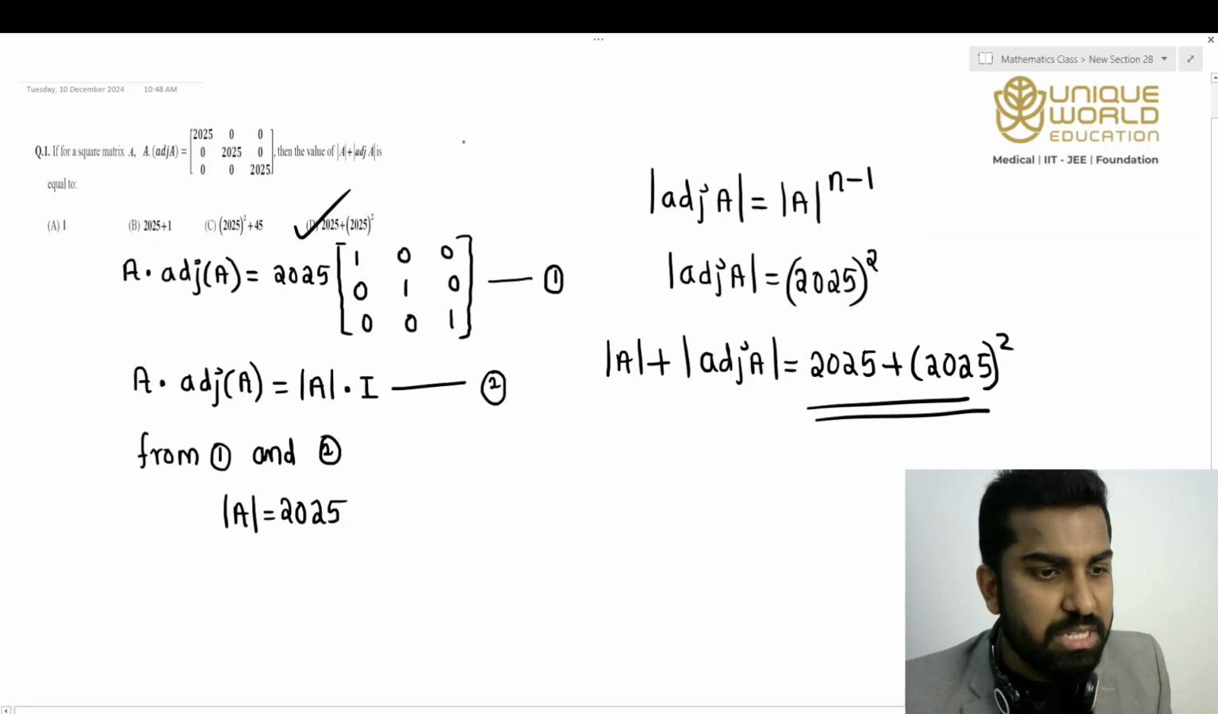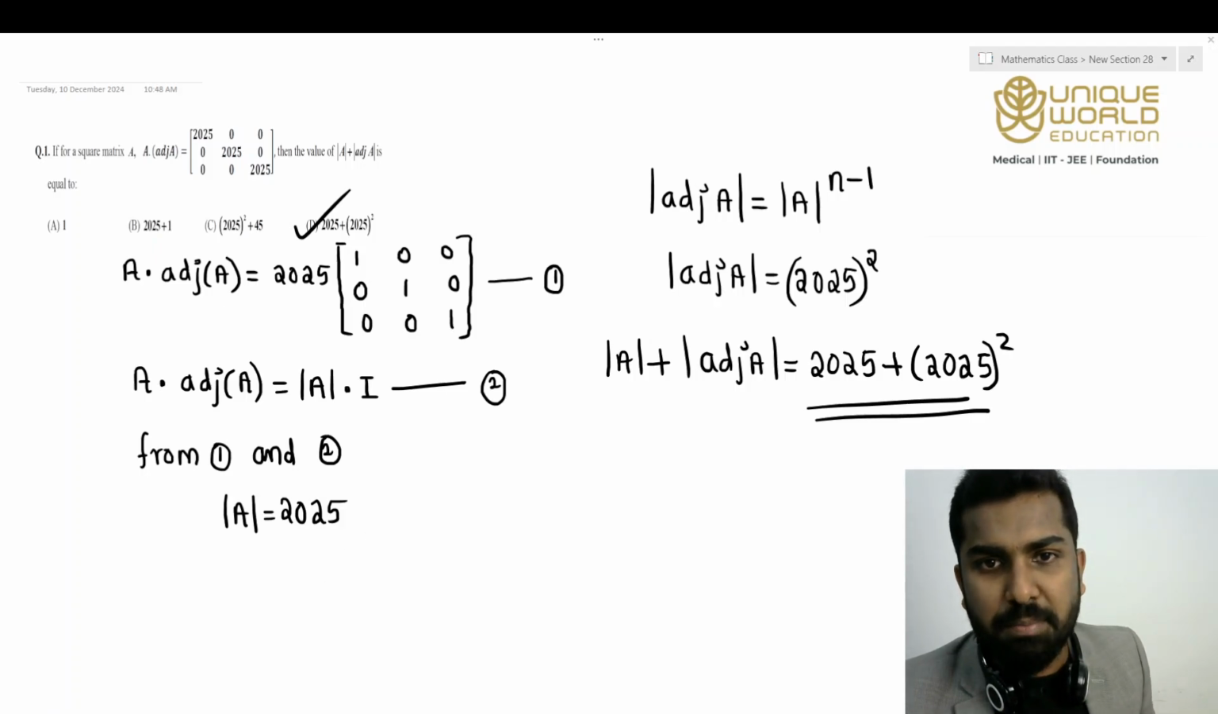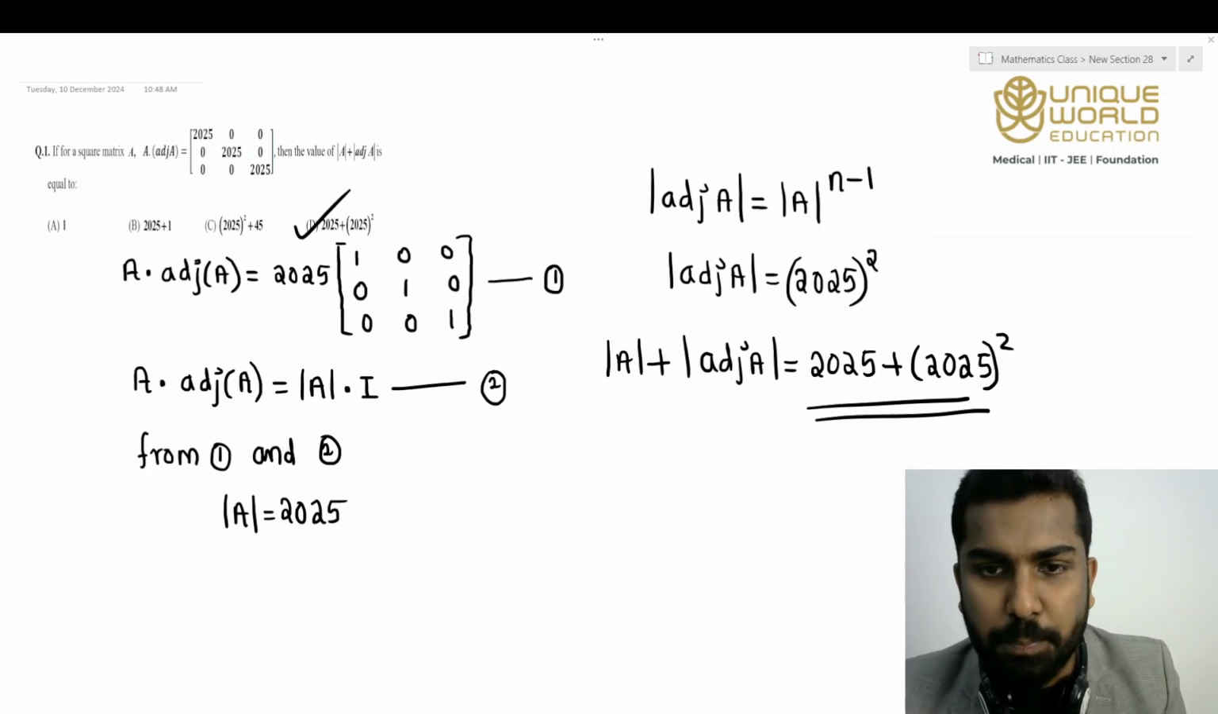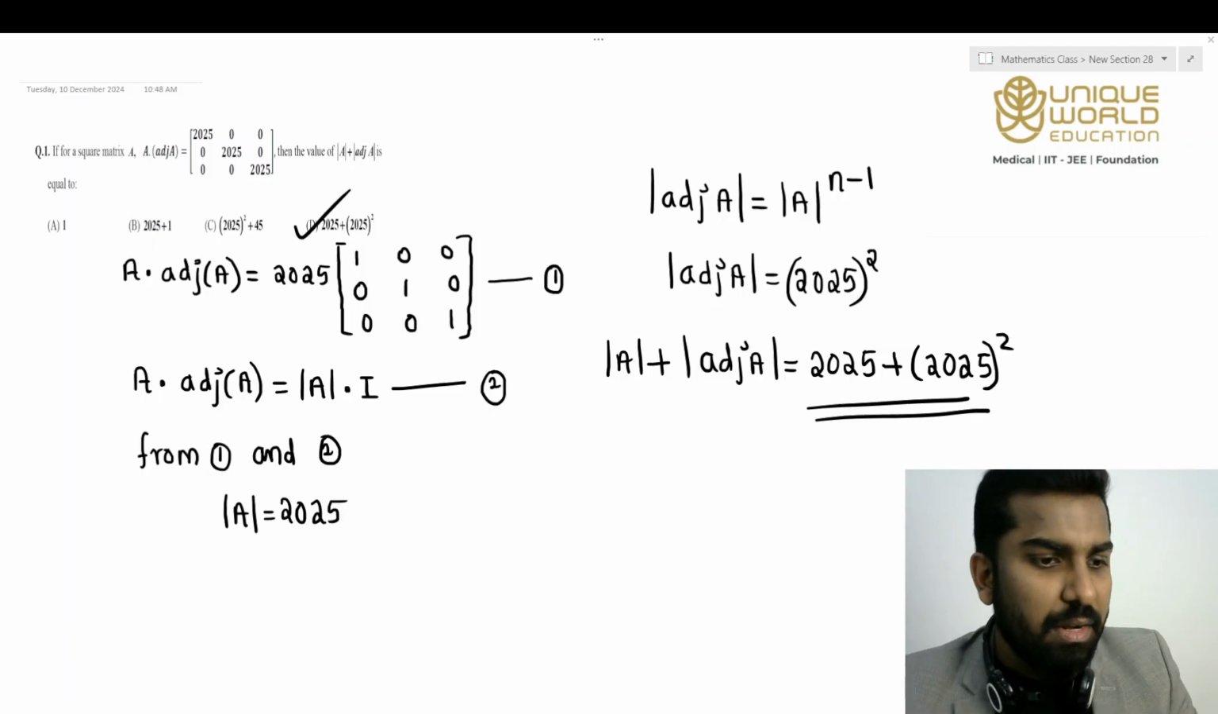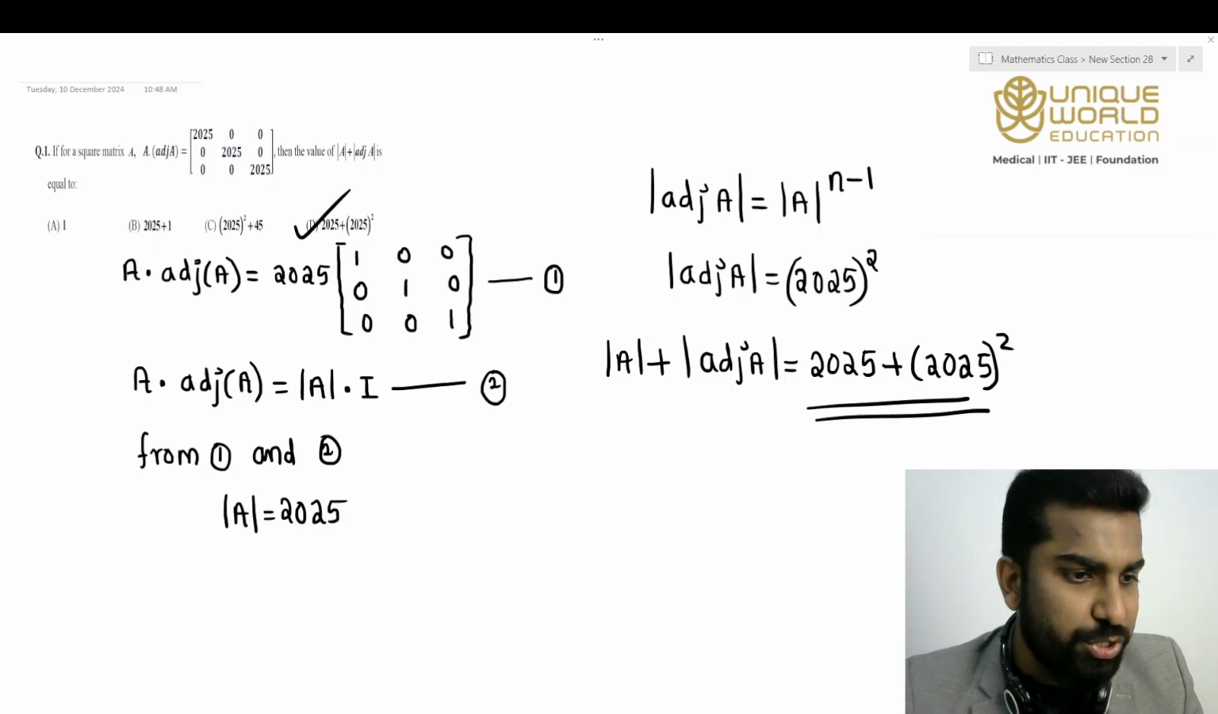I hope this question is clear to everyone. It's very simple if you know the basic properties of determinants. Alright, now let's discuss the next question.